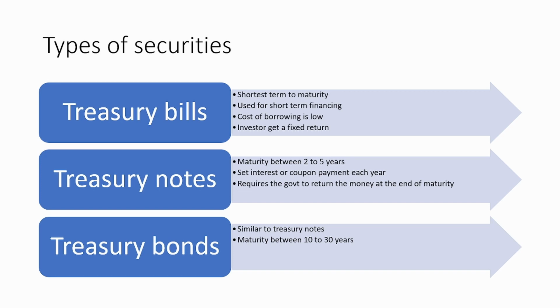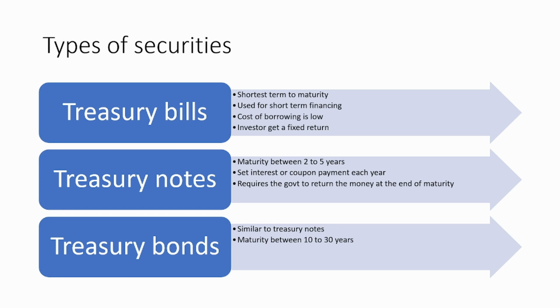Then you have treasury notes. Maturity is about 2 to 5 years, so it's medium term financing. It's not short term financing like treasury bills, but treasury notes are between 2 to 5 years. You have an interest or coupon payment each year, and then the government is required to return the money at the end of the maturity, whether it's a 2-year period or a 3-year period, depending on what exactly the maturity is. The government has to return the money at the end of the maturity period, but the buyer gets the fixed coupon or fixed interest over that period.